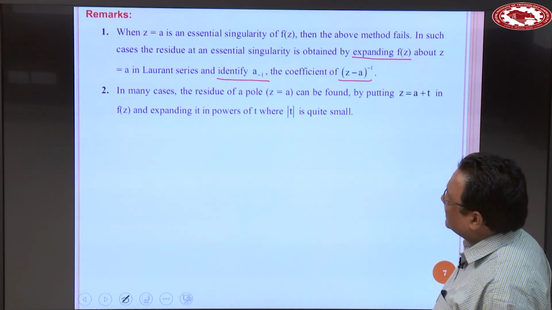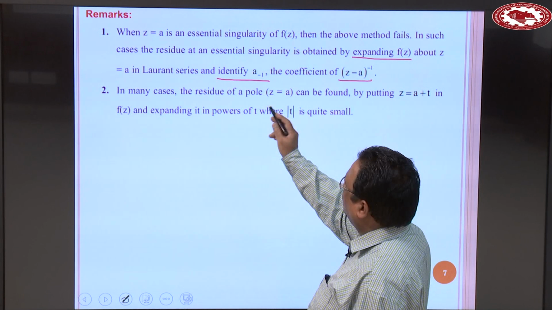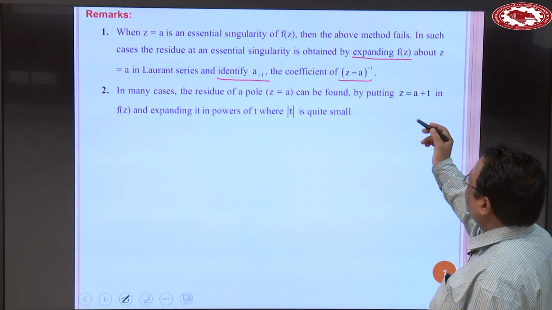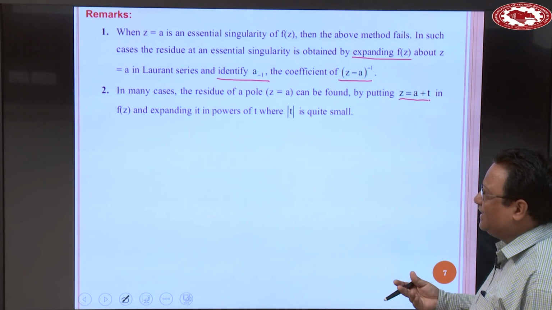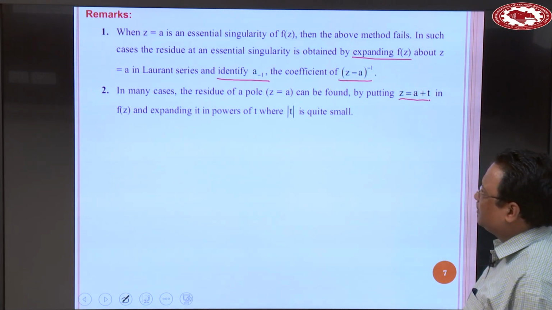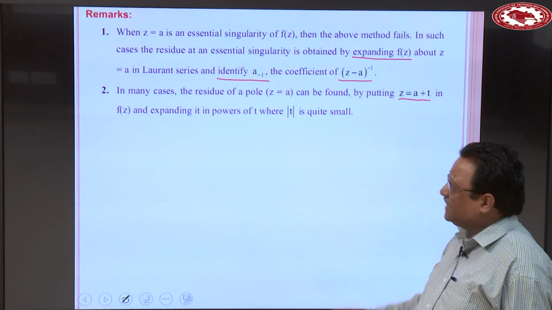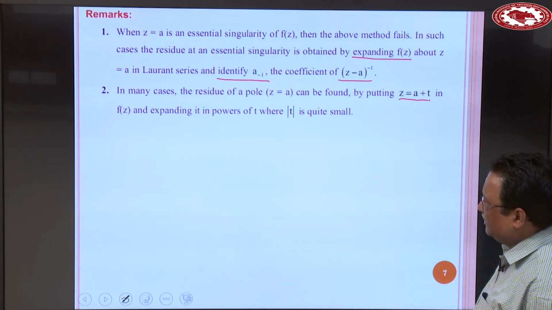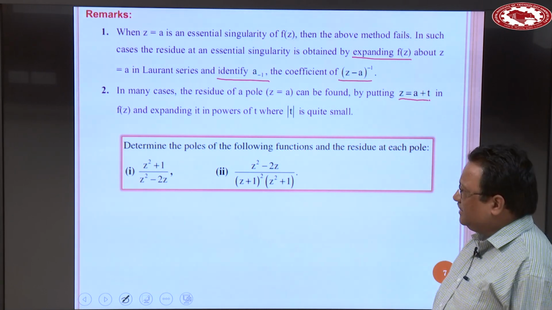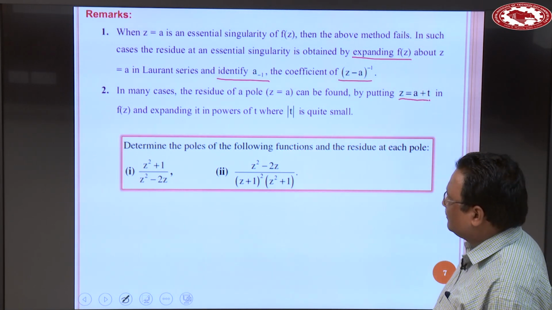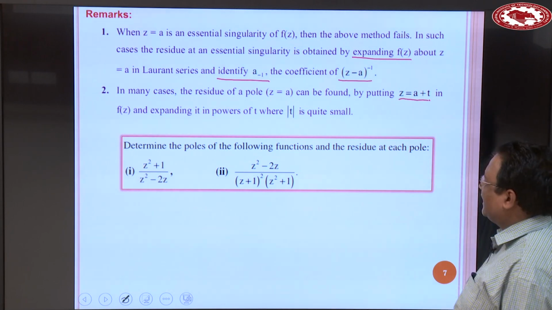And in many cases the residue at a pole z = a can be found by putting z = a + t in f(z) and expanding it in powers of t, where magnitude of t is quite small. So in some cases we have this type of result. Okay, so let us discuss 1-2 problems related to this. Determine the poles of the following functions and residue at each pole.